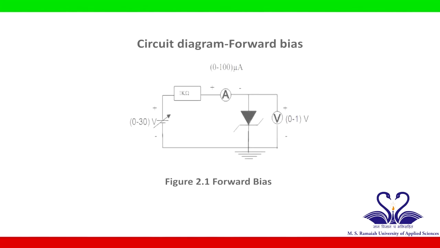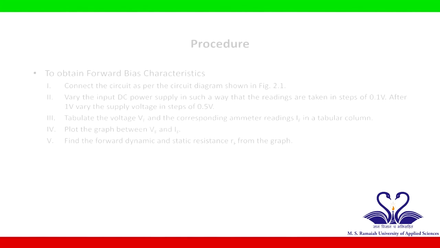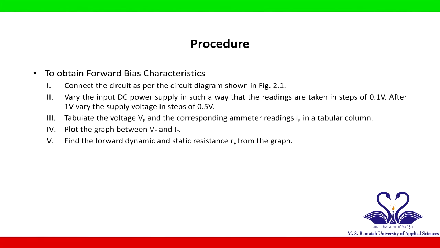Construct the given circuit diagram for forward bias on the breadboard. In this setup, change the power supply voltage in steps of 0.1 volt. Note down the corresponding voltage and current from the multimeters. Repeat the procedure till the supply voltage reaches 1 volt.